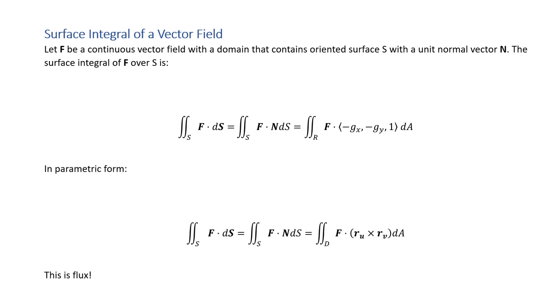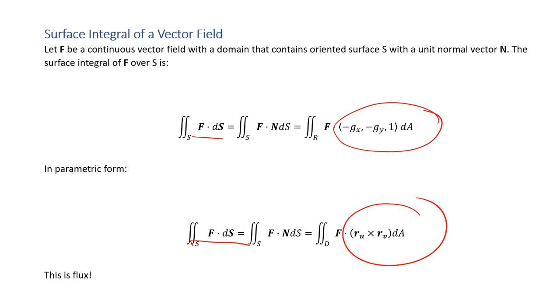If I'm not working in parametric form, f dot n ds turns into an f dot, and then I'm going to compute this vector that's negative gx, negative gy, 1, where g is my surface. That vector is essentially a normal vector. Or if I'm in parametric form, my f dot n ds is going to turn into f dot that ru cross rv, which is also a normal vector.